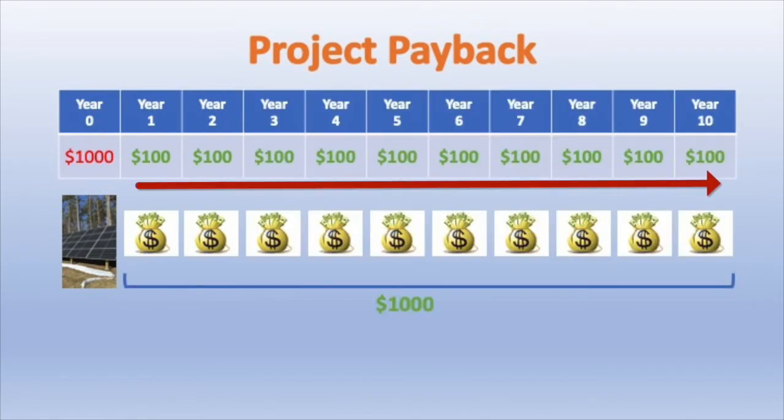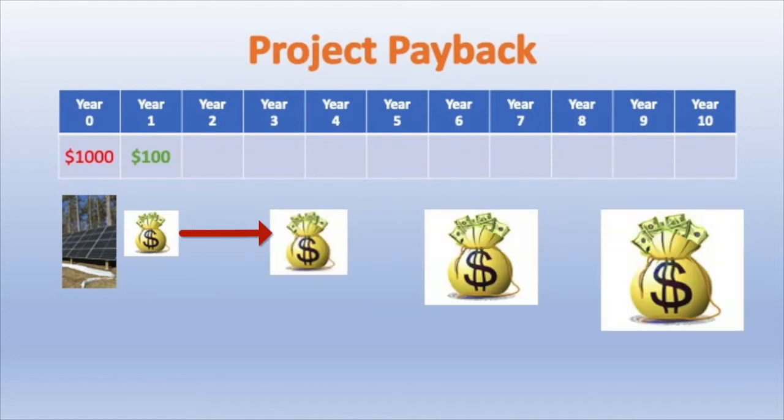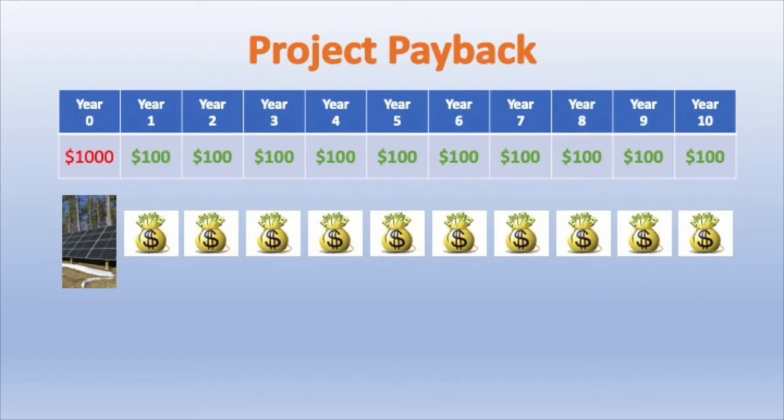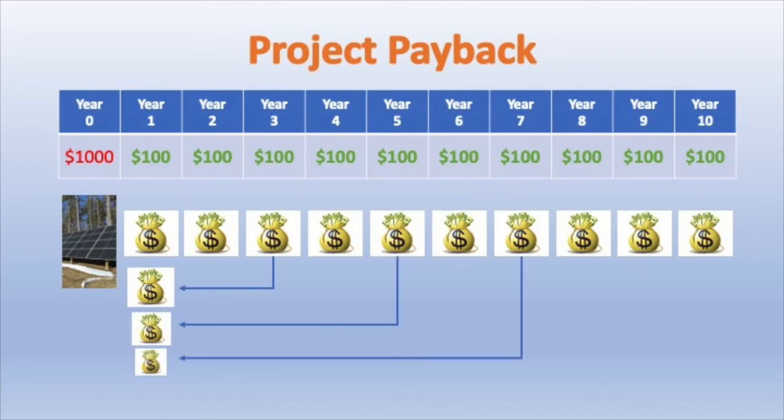But this is flawed in that it does not account for the time value of money. $100 10 years from now is not worth as much as $100 today, as that $100 can be invested and gain some amount of return in those 10 years. So properly done, that savings each year in this hypothetical $1,000 project needs to be reduced, or some people call it discounted, to their present day value, using an assumption for the interest rate.